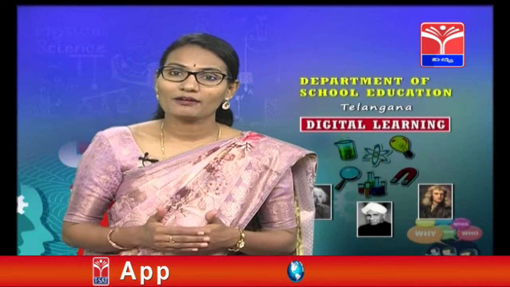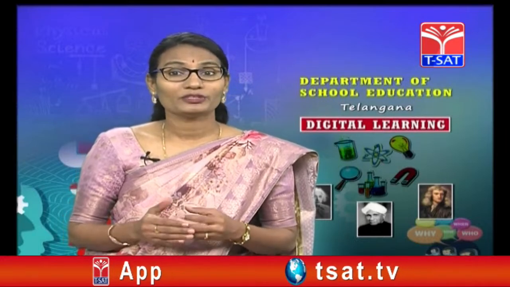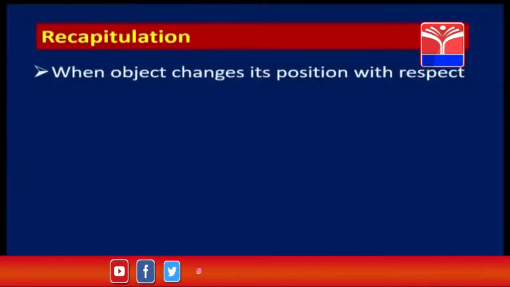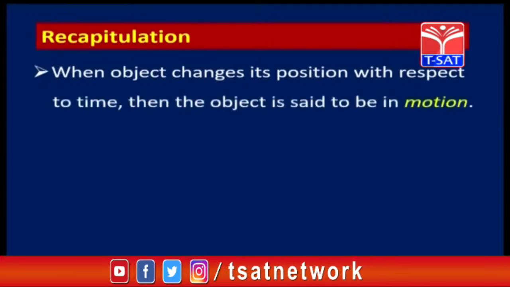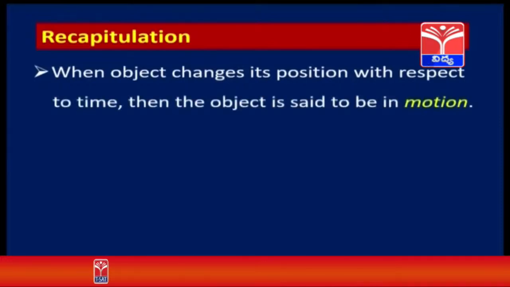So what is this graph? You might have heard about this word in mathematics. So what is motion of an object? Yes, when an object changes its position with respect to time, then the object is said to be in motion.